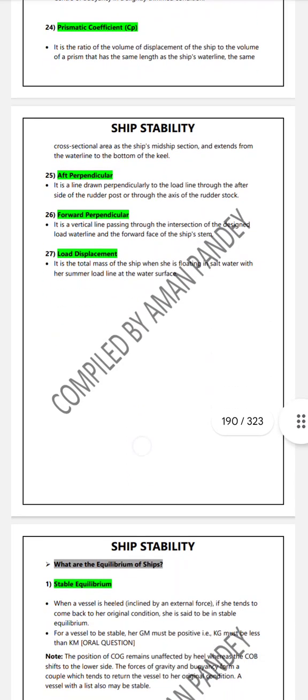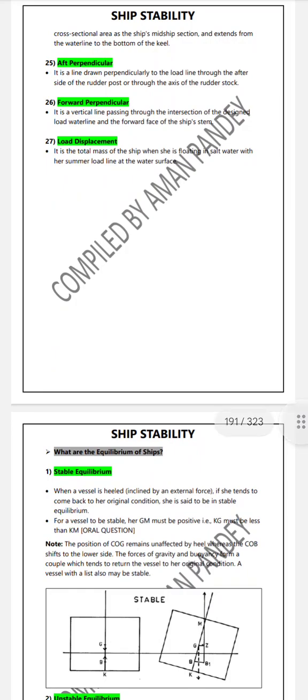After perpendicular is basically the distance measured along the vertical line at the aft, touching the summer load line and the rudder stock of the vessel. A line run perpendicular to the load line through the aft end, through the axis of the rudder stock, at the summer load line.